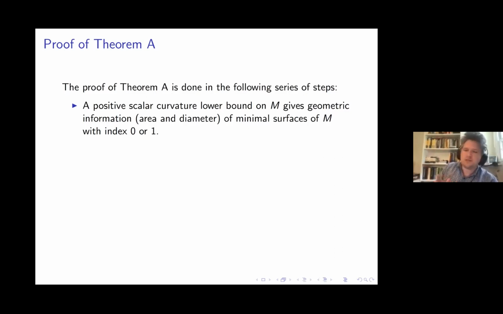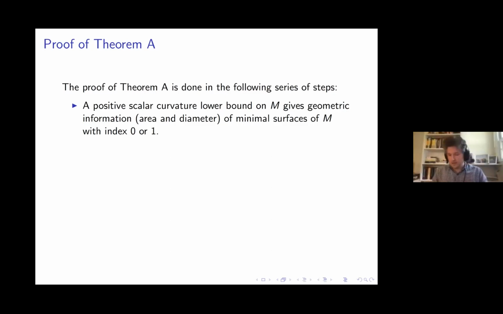But essentially, there's only one such direction. So that's why we call it index 1. For example, an S2 equator inside of S3 is a minimal surface. It has index 1 because you can push the equator in one direction and the area will go down. But essentially, that's the only deformation that you can make that will do such a thing.